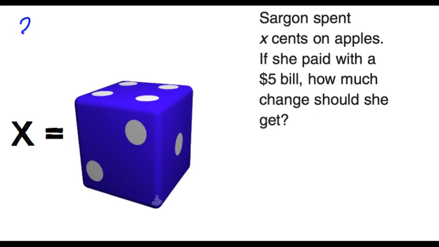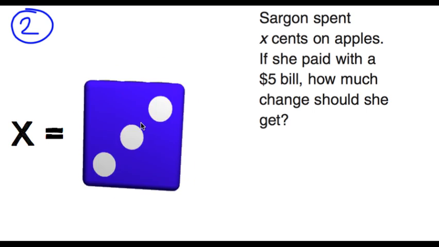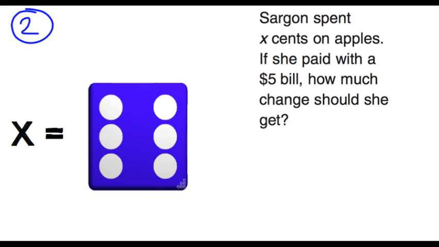This is going to be question number 2. The word problem is: Sargon spent x cents on apples. If she paid with a $5 bill, how much change should she get? I'm going to go ahead and roll the dice so that you know what the value of x is. Okay, x equals 6. So go ahead and pause the video, solve this on your paper, record your answer online, and when you're ready to move on to problem 3, press play.